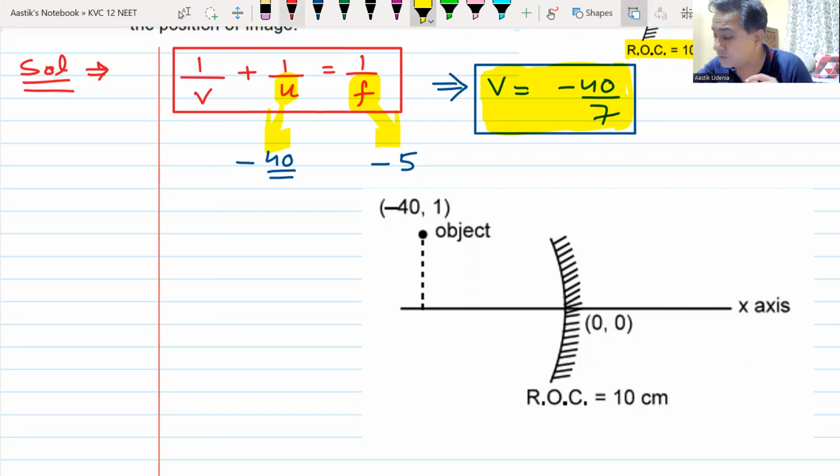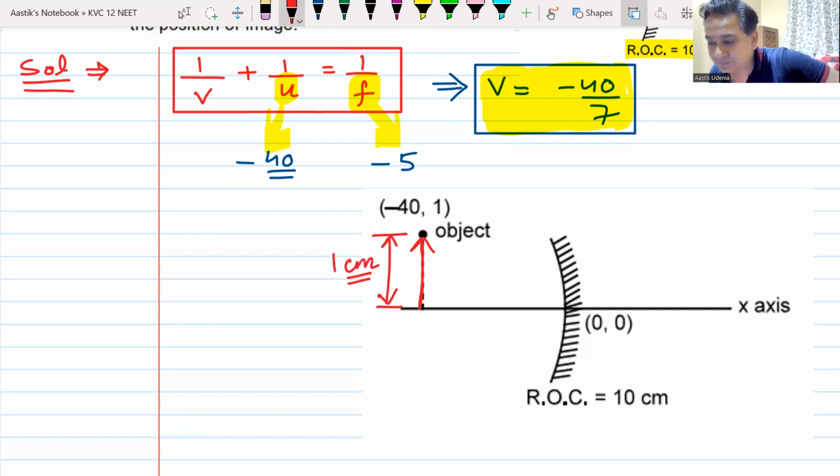To understand this, instead of treating this as a point object, I will treat this as an object which is kept erect like this. So now, this 1 centimeter becomes what, my dear friend? This 1 centimeter becomes the height of the object, yes or no? Yes, sir. I now need to calculate the height of the image. How do I calculate the height of the image? I have told you only 3 formulae.